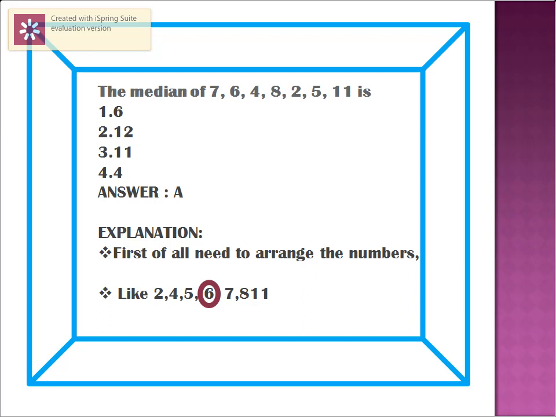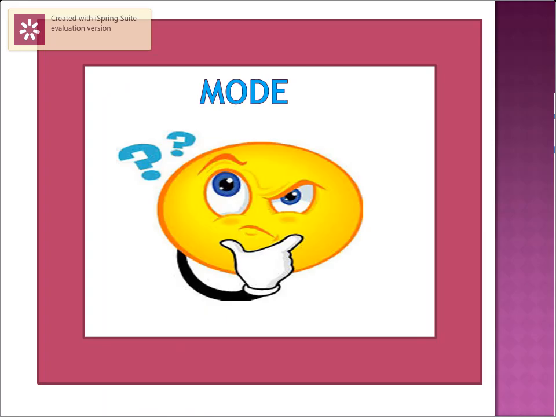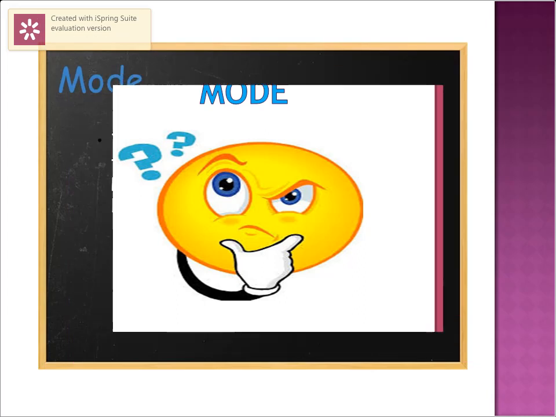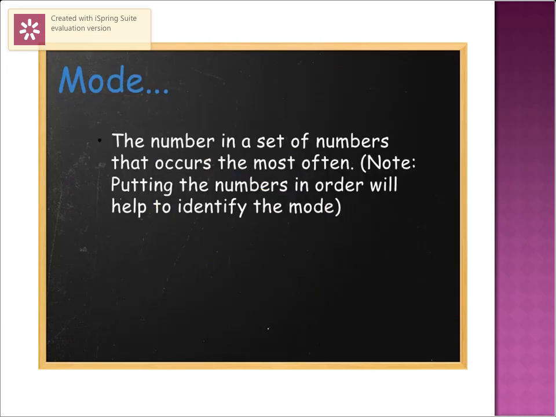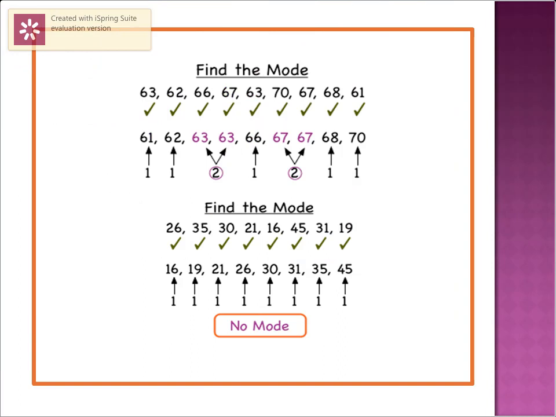Now we are going to see what is mode. The mode is nothing but the value or values that occur most often in a set of data. In this slide, I have given some examples to find the mode. First of all, we need to arrange it in ascending order, as we did for the median.